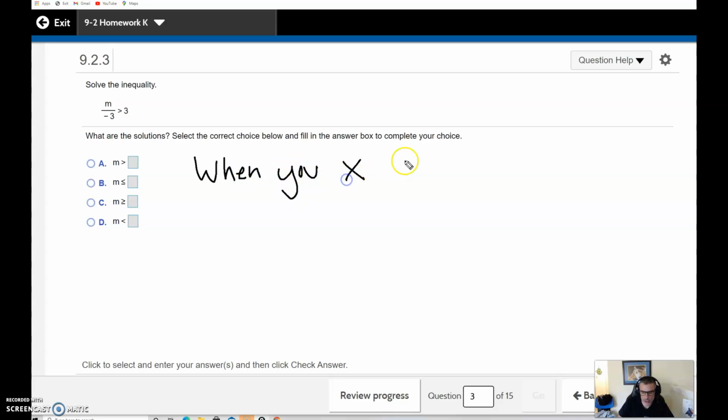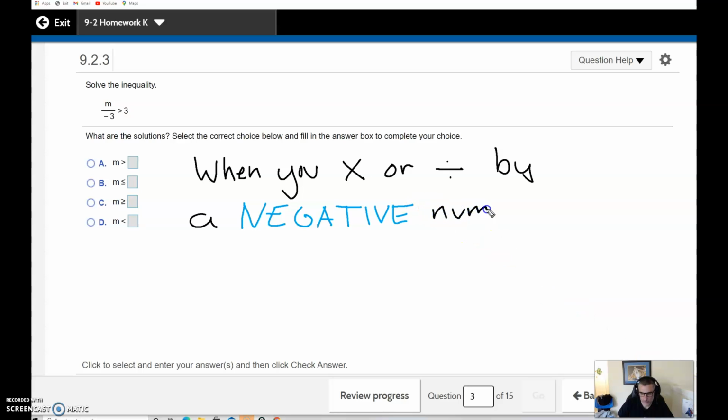When you multiply or divide by a negative number, you flip the inequality symbol.